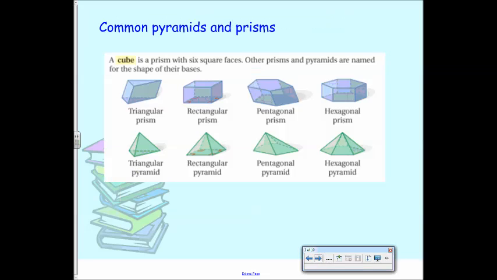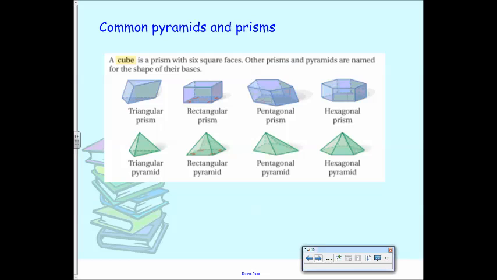All right, so here are some common pyramids and prisms that we look at. And again, what's the difference between a pyramid and a prism? A pyramid has 1 base, and then all of the edges line up with a vertex at the top, whereas a prism has 2 congruent bases. So the top and the bottom look the same, and then it has faces that connect all the sides. So this is a triangular prism because it has a triangle base, a rectangular prism because it has a rectangle base, a pentagonal prism because it's a pentagon at the top and bottom, and then a hexagonal prism because it's a hexagon at the top and bottom.